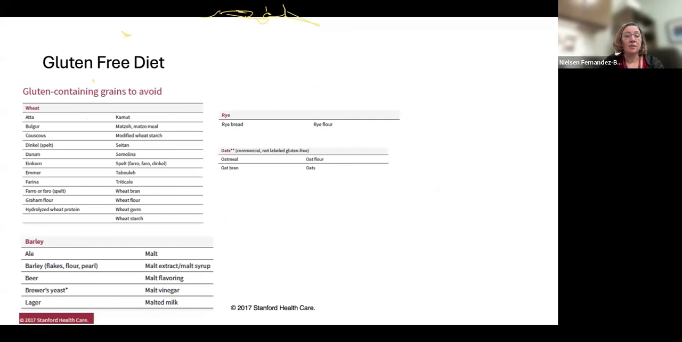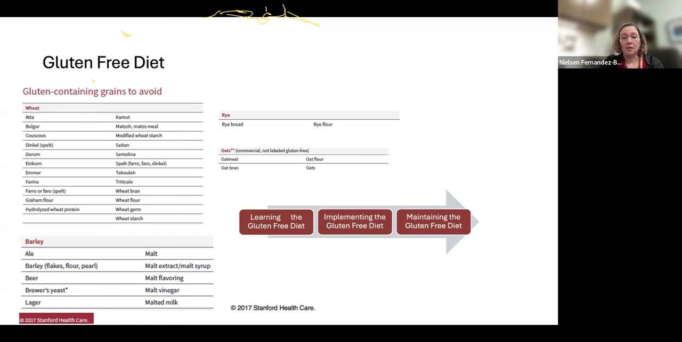And part of this is that there's a very big learning curve because you have to understand what foods contain gluten. Sometimes the name may be a little deceptive. It is not only learning about the gluten-free diet, but also implementing it and then maintaining it. So this is a very, very big lifestyle change.